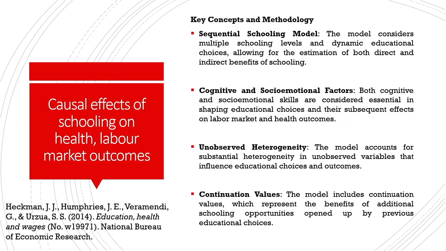Now, in continuation with Heckman's contribution to the study on inequalities and education, I also want to highlight this paper by Heckman and others, which tells us about the causal effects of schooling on health and labor market outcomes. Now, this paper is based upon a model, the two-stage Heckman model, which has been used in this paper. I will try to simplify this paper to focus on the main findings of the paper and what are the different steps that have been used to understand the main findings of this paper. This paper uses a sequential schooling model.